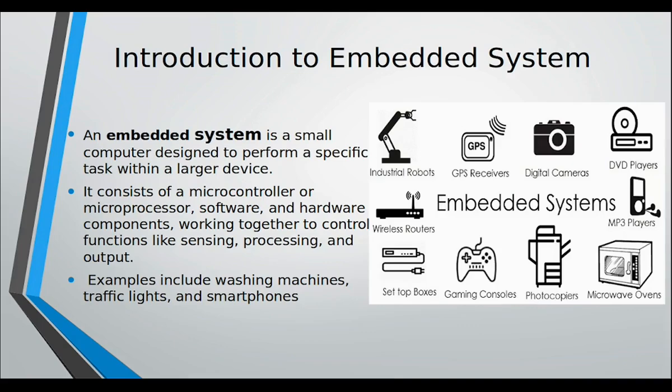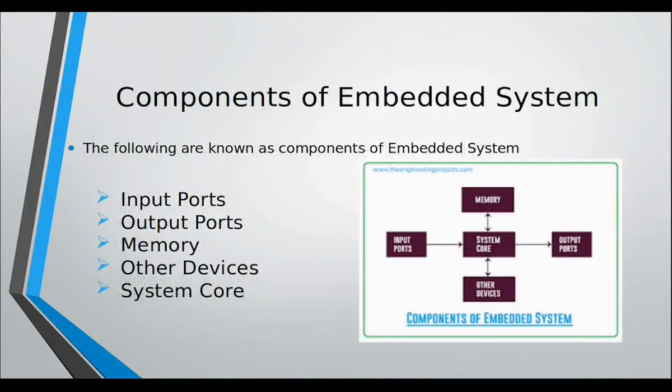Here we can see the images: industrial robots, GPS receivers, digital cameras, DVD players, and many other examples for the embedded system. And now see the components of embedded system. We can say input ports, output ports, memory, system core, and other devices are the main components of the embedded system. Let's discuss the main functionality of each component.